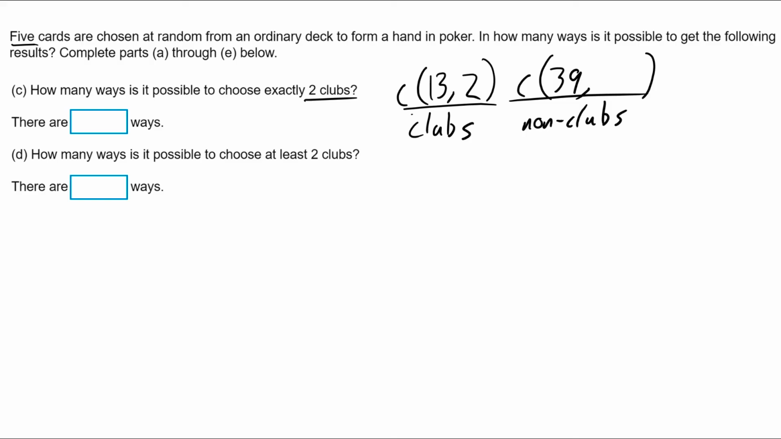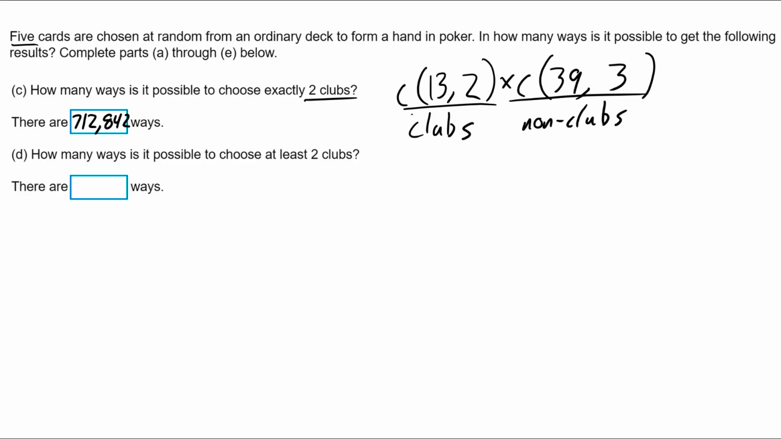And then how many non-clubs do we want? Well, if we want exactly 2 clubs and 5 cards, that means we need 3 non-clubs. So we'll multiply those together, combination 13, 2 times combination 39, 3. And what we're going to get is 712,842. So quite a few different card hands.